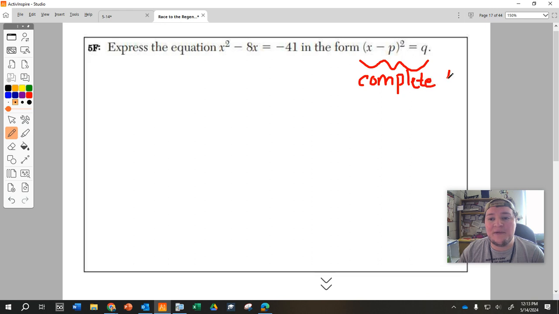I didn't realize how hard it was going to be to write the phrase "complete the square" with a mouse until I got about halfway done.